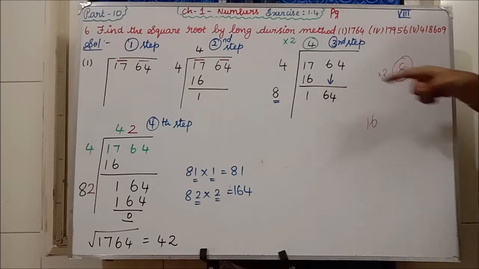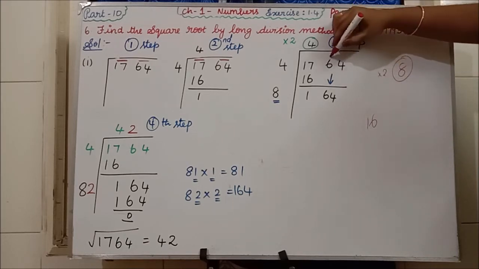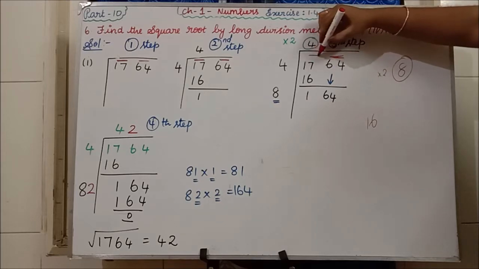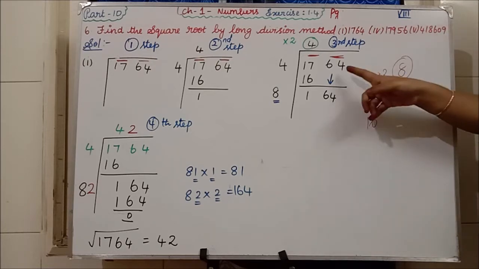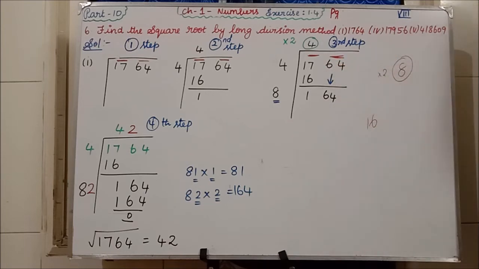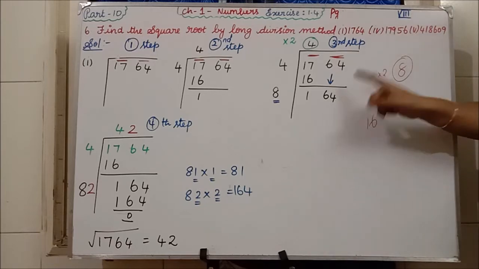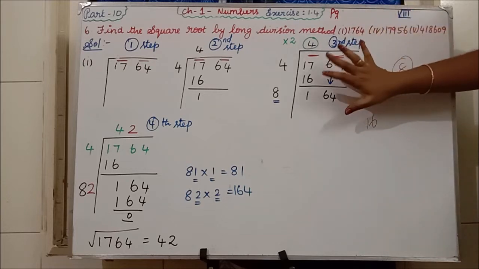Then in the next step you have to bring two numbers down. In the first step itself I told you, you have to group two numbers. Clear? If you are not grouping two numbers in the first step, then what will your mind say? Normal division only you will do. Then that is wrong. Since we have grouped two numbers at first, you have to bring two numbers down at a time: 64. Clear? That is our third step.